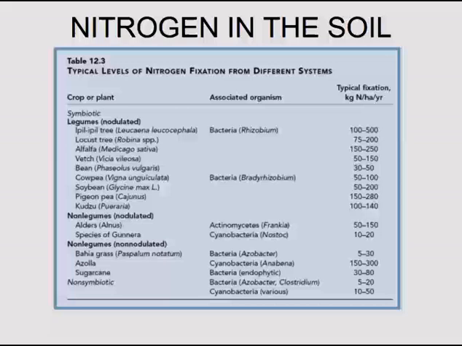Okay, look at alfalfa right here. What you're looking at here is the kilograms of N per hectare per year. So this is almost the same as pounds per acre per year. Alfalfa can fix upwards of 200 pounds of nitrogen per acre per year. That's quite a bit. Beans are quite a bit less, maybe 30 to 50 pounds. So anyway, you can see that when you have a legume, they're able to fix quite a bit of nitrogen.